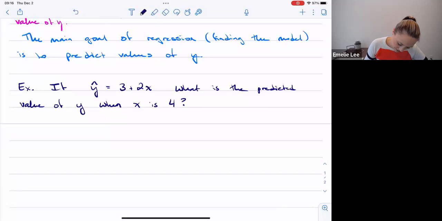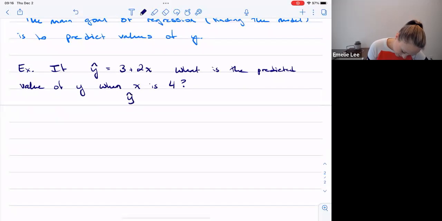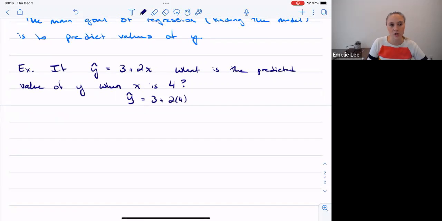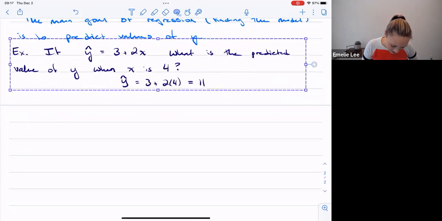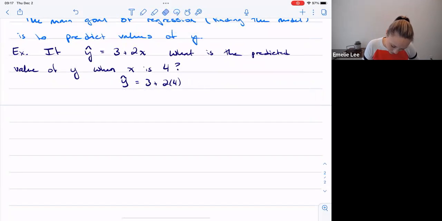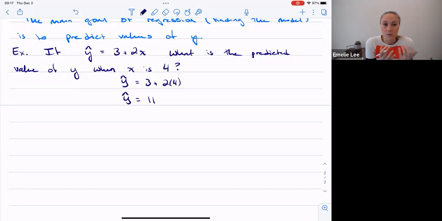But what we're going to do here is, and I'm going to try to keep it on this page, y hat is 3 plus 2 times 4, which hopefully puts me at 11. Now I'm going to keep it on here because I've got a page break. And because I hate seeing equal signs run across the page, it just drives me nuts, I'm going to bump it up and stack my equal signs properly. So then my predicted value of y would be 11.